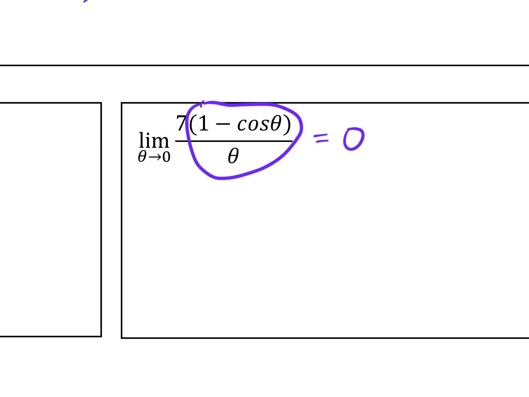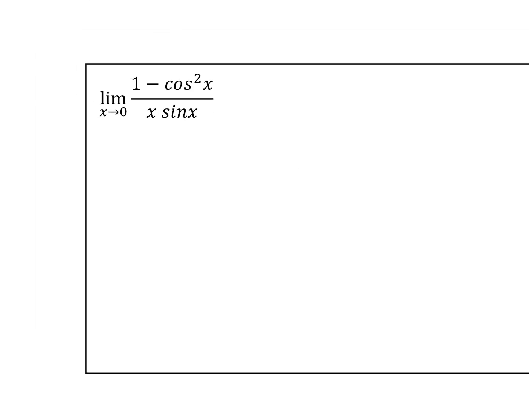Now, let's take a look at this one. We're going to use a little bit of identities on it. This one, once I look at it, looks a little bit like the first and a little bit like the second. I've got a 1 minus cosine squared, which is not quite what I have on that one. And I've got a sine x and an x on the bottom. Are there any trig identities we could use to help us simplify? 1 minus cosine squared changes into sine squared. All right, so my initial step is to change that into sine squared.